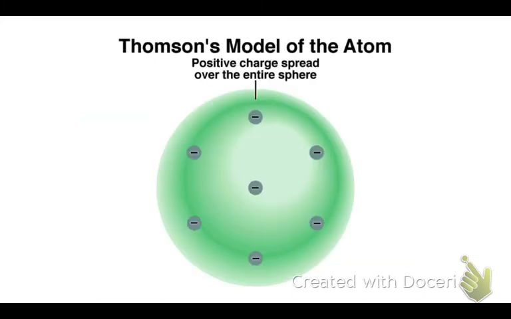Now, at the time when all of this was happening, Thomson came up with a model of an atom. In his model, he envisioned the atom as a sphere, with electrons embedded randomly on the sphere. Think of it like a raisin muffin. The electrons are the raisins, and the positive charge is spread over the entire sphere. So the positive charge pretty much is the cake in the raisin muffin.